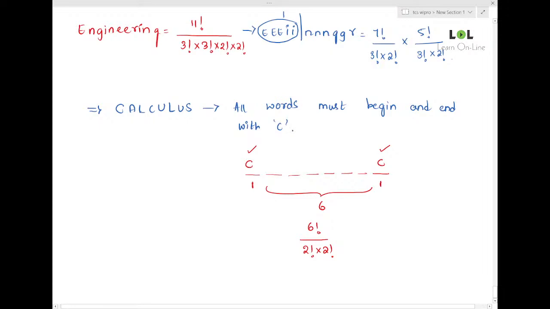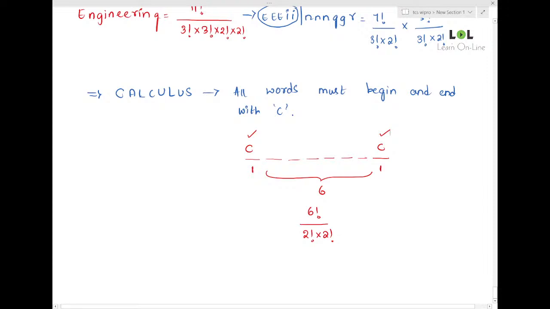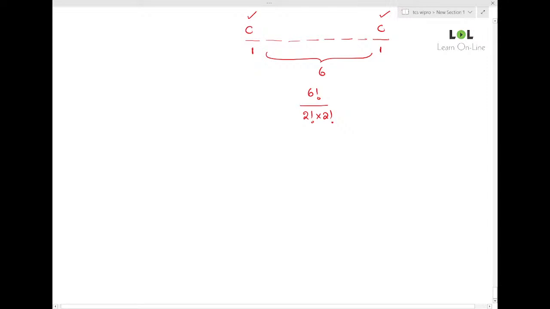Am I clear with this question? So that we can go with another type of variation. Okay, now look at another variation. Suppose I give you this.